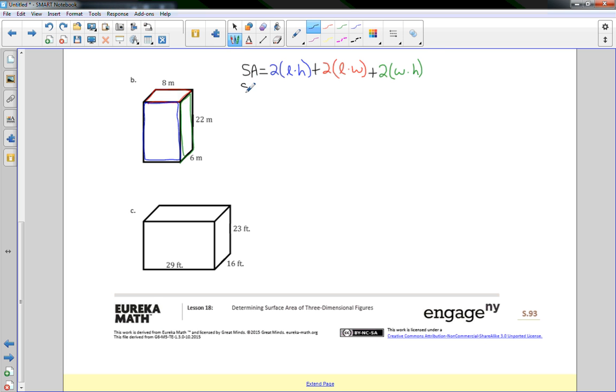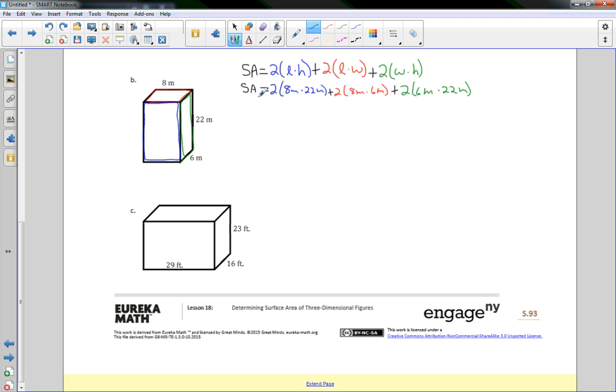So I say surface area equals, substitute in my givens, my length is 8 meters times my height, which is 22 meters, plus 2 times my length again is 8 meters, times my width, which is 6 meters, plus 2 times my width, which is 6 meters, times my height, which is 22 meters.